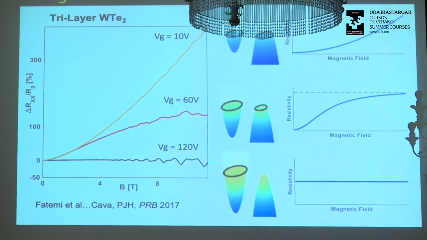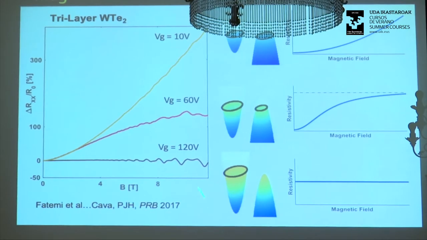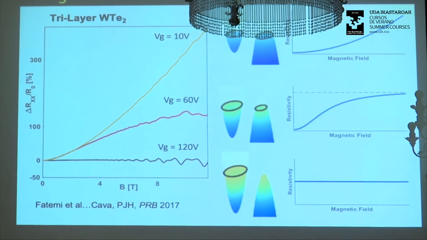If we eliminate one of the carriers, we only have the other carrier, then we have a flat magnetoresistance, as is expected for a single-population charge carrier. So this experiment demonstrated that indeed it is the near compensation of electrons and holes in the system responsible for this unsaturating magnetoresistance. You change this balance and the magnetoresistance decreases or disappears altogether.